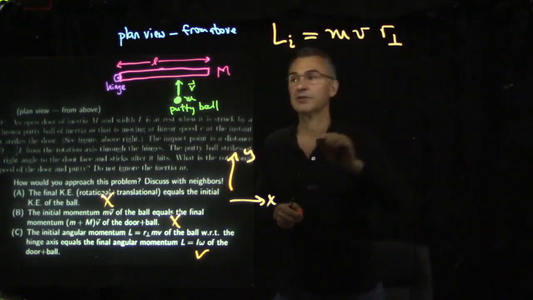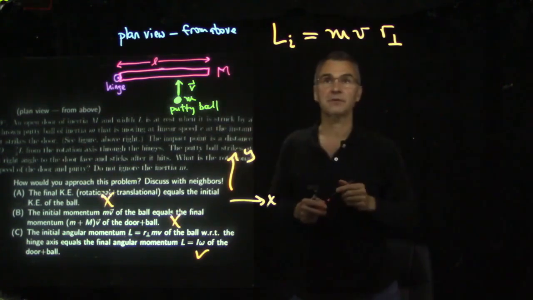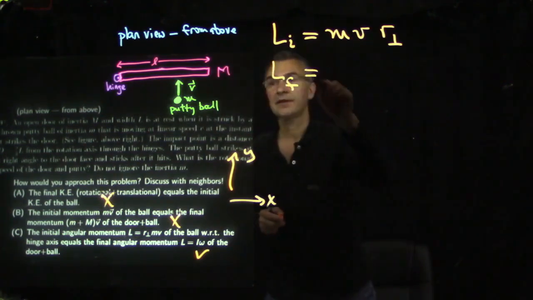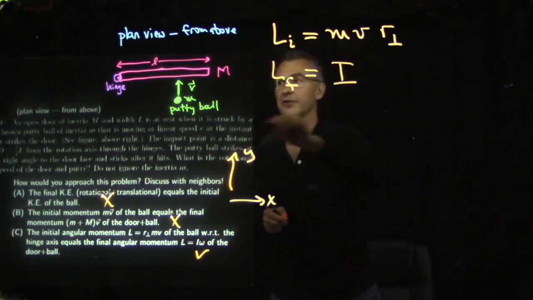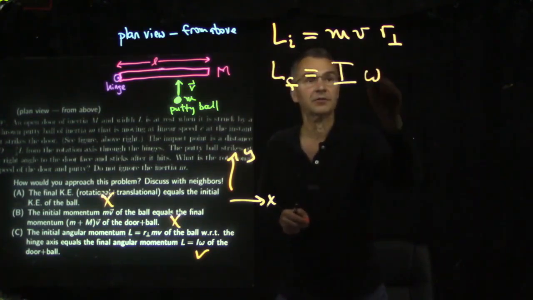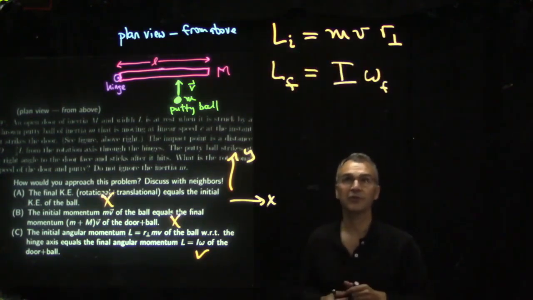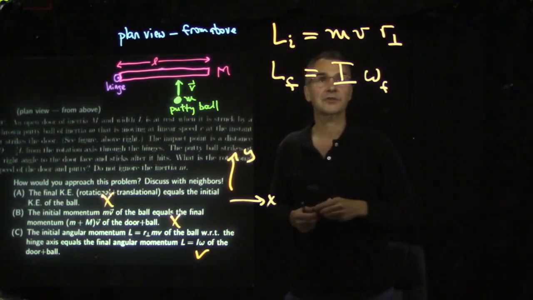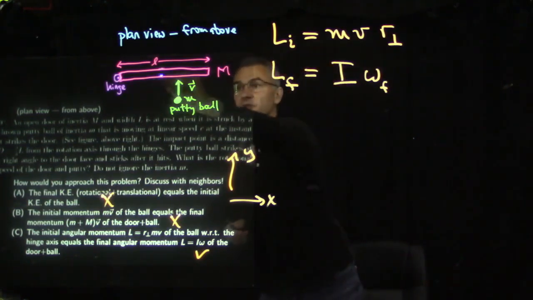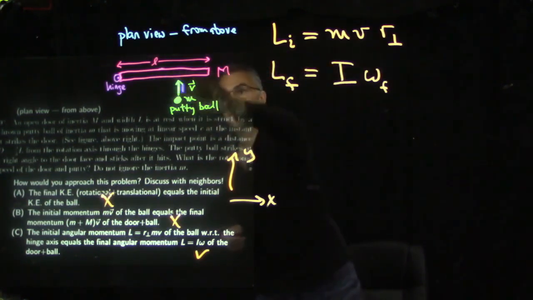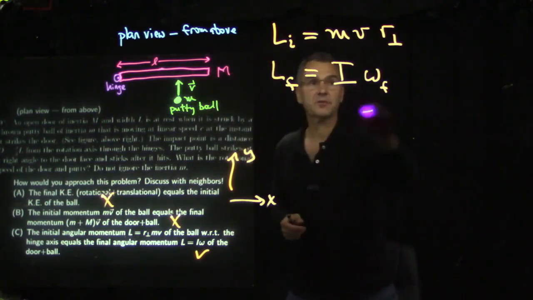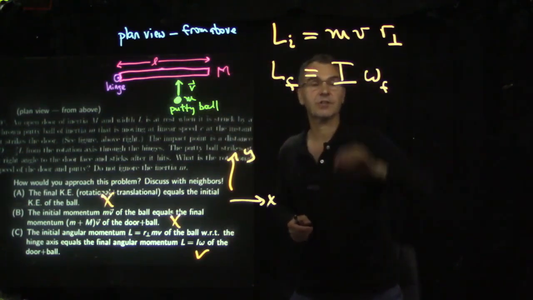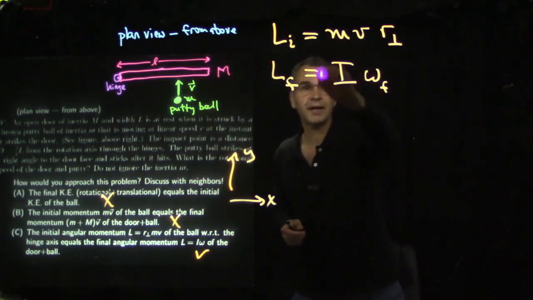So the initial angular momentum is m times v times the perpendicular distance. This is the perpendicular distance between the hinge and the momentum vector. And then the final angular momentum is the rotational inertia of this whole thing, which we'll have to work out, times its rotation rate. So we have two expressions here for angular momentum. One of them is momentum times perpendicular distance to the axis. That means distance to the axis measured along a direction which is perpendicular to this momentum vector. The other expression is rotational inertia times rotational velocity, which is directly analogous to mass times velocity.